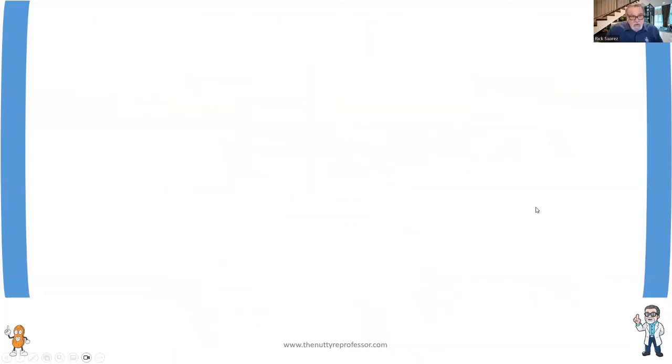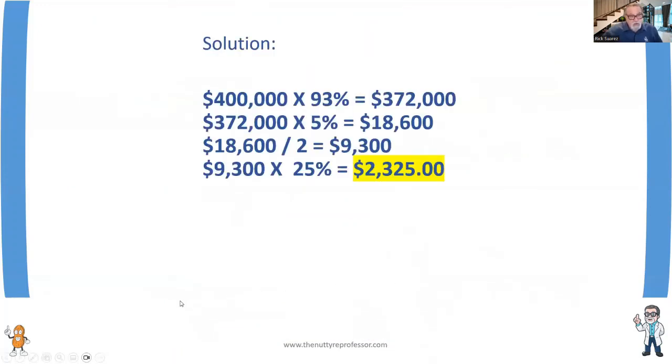Let me show it to you clean so you can understand it better. So here we have the price it was listed at, and it sold for 93%, which is 372,000. Then you take 372,000, you multiply times 5%, which is 18,600. 18,600 divided by 2 is 9,300. And of course, look, this is the broker's share. The broker made 2,325.